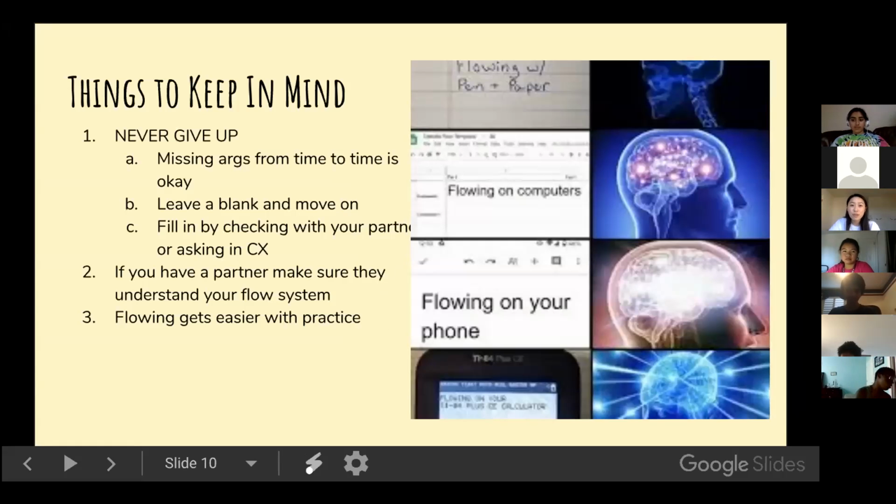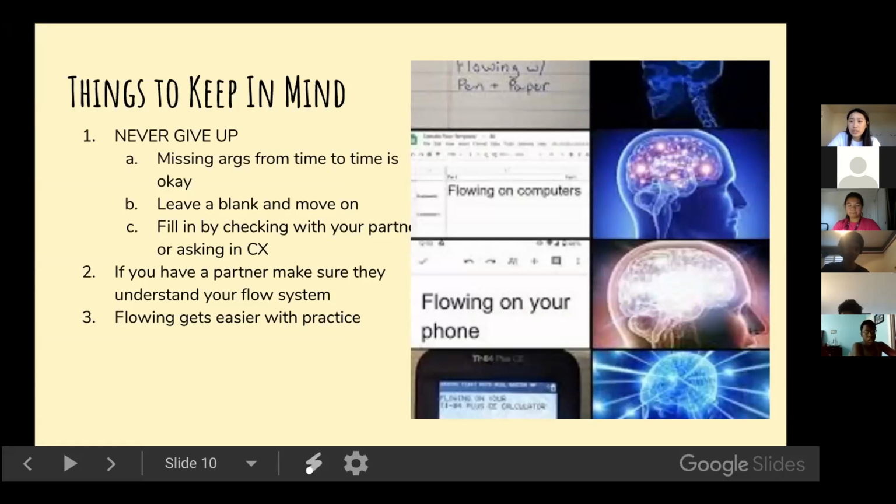Never give up. Missing arguments from time to time is okay. More likely than not, you can always go back. You can check with your partner if you have a partner. You can ask in cross-ex if you have cross-ex, and those things can really help you. So you can ask, like, what did you say on case? What did you say in response to Clorox? And that way you can clear up what you wanted to clear up.